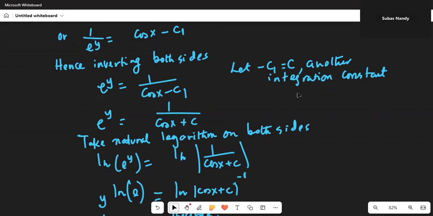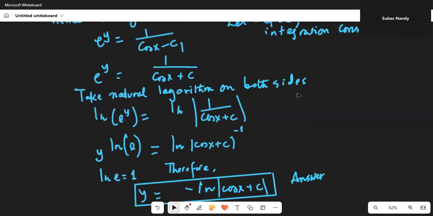But we have to solve for y. So what will we do? We will take the natural logarithm on both sides. Okay, so we will get ln of e to the power of y is equal to ln of the absolute value of 1 over cosine x plus c. Now 1 over cosine x plus c is nothing but (cosine x plus c) to the power of -1. Also note ln of e, that is the logarithm of e with respect to base e, the natural number, is 1, because when the base and the quantity in the parenthesis are the same, the base in this case is e, ln of e becomes equal to 1.